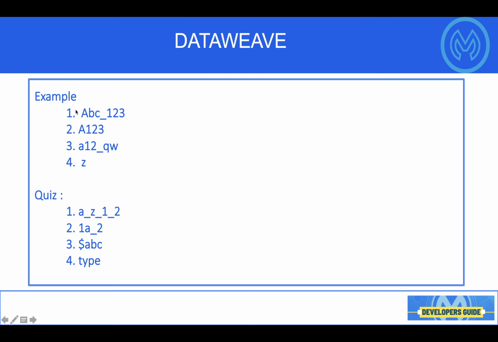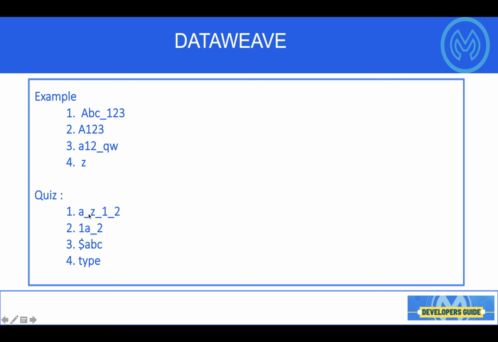So here we have some examples like abc underscore 123, a123, a12 underscore qwz. These are all valid examples of our variable name or function name. We can use any of these. So here we are going to do a small quiz. So we have 1 2 3 4.